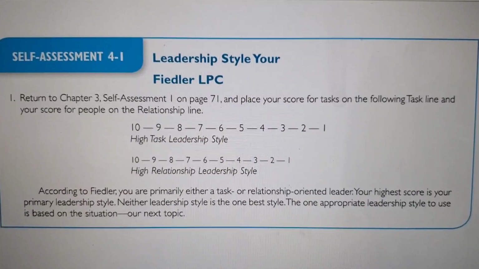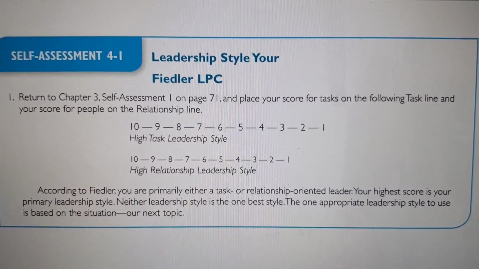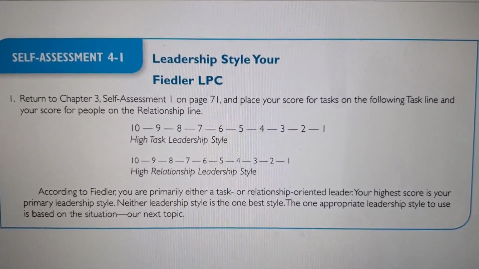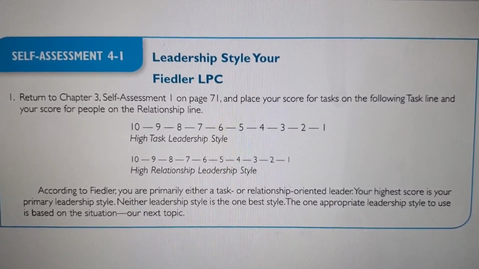Next, with the leadership styles, in order to identify whether it's task or relationship, the least preferred coworker scales are going to be used. And with these scales, you're going to be looking from 1 to 10 to identify whether it's more high task or high relationship. And after determining your leadership style, you're going to determine the situational favorableness, and that refers to the degree to which a situation enables the leader to exert influence over followers.